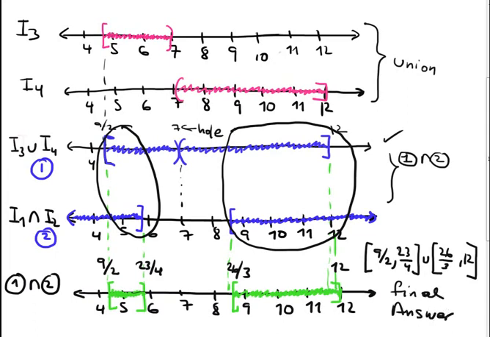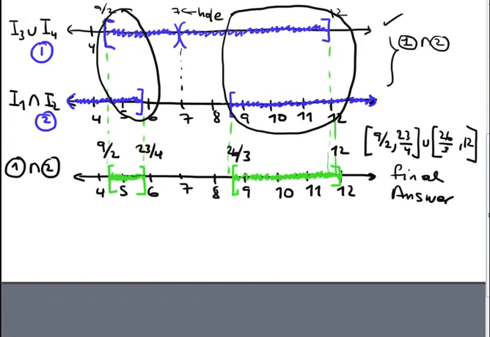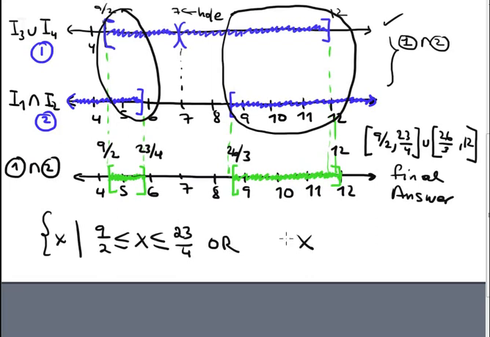If you want to write the final answer in the other notation, in set notation: x is in between, including both 9 over 2 and 23 over 4, or x is in between, including both 26 over 3 and 12. And this is the answer.